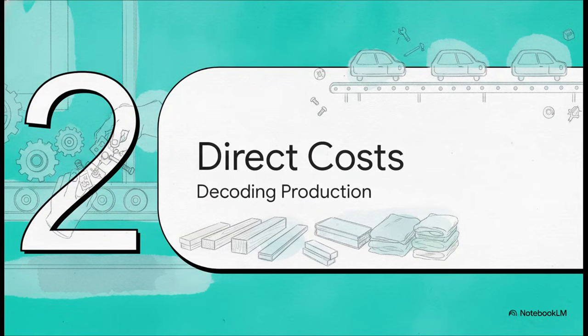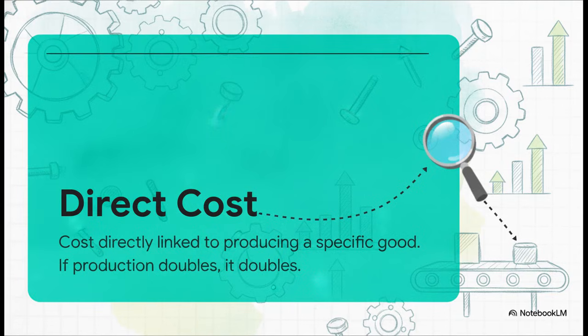Moving right along to Section 2, Decoding Direct Costs. All right, stepping inside to the assembly line, we hit our absolute physical building blocks. A direct cost is 100% tied to the actual item being made. The ultimate litmus test here is this: if your production volume doubles tomorrow, do these costs double right alongside it? If it's a hard yes and you can trace that exact cost directly to the specific good rolling down the line, boom, you're looking at a direct cost.